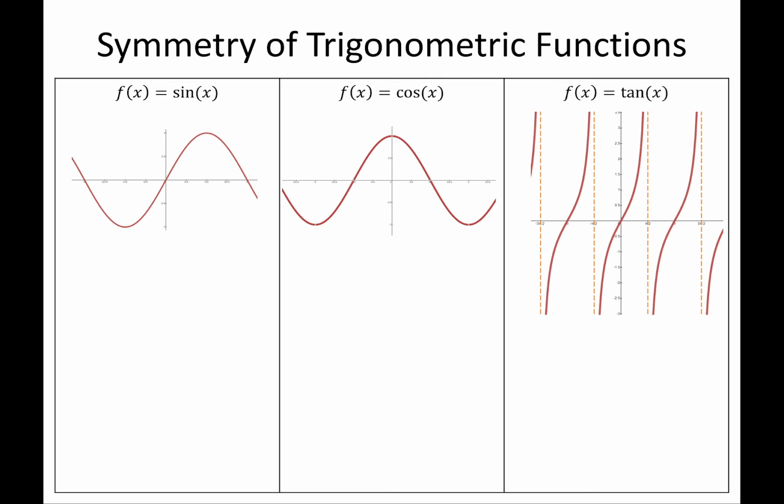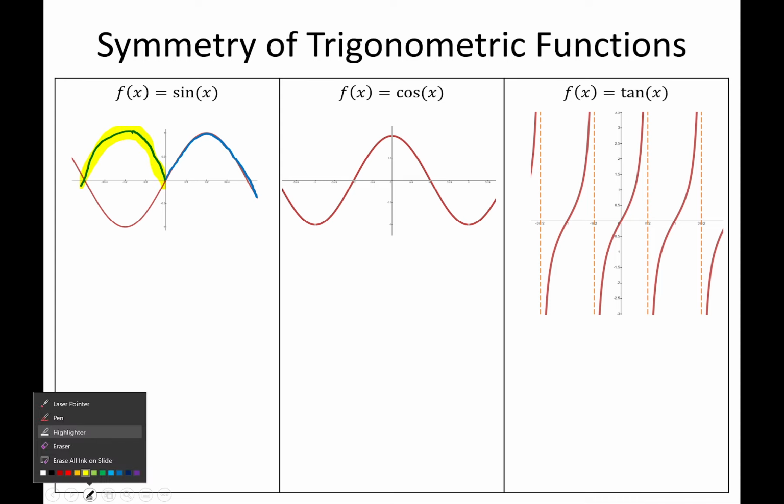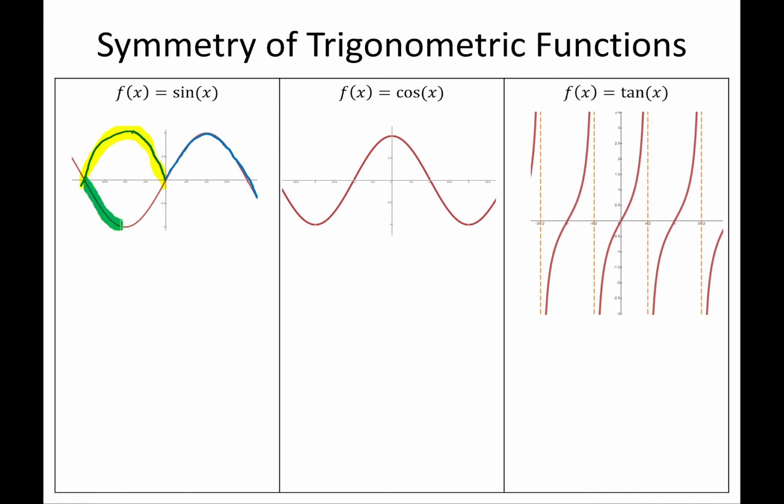Now, for the trig functions, we can look at their graphs and determine their symmetry. Looking at the graph of the sine function, if you take the right-hand side of the function, this part here I'm outlining in blue, and you just mirror it left and right, you get this. Now, if you take this part and mirror it up and down, you're going to get this part. So the sine graph is an example of an odd function. It's mirrored in both directions.